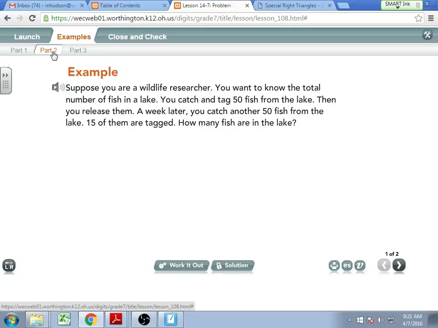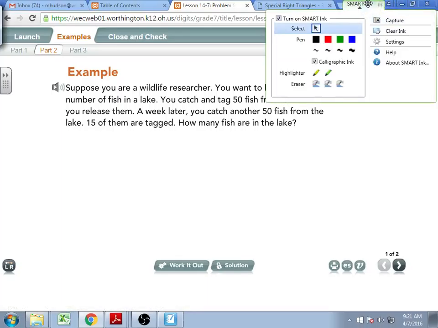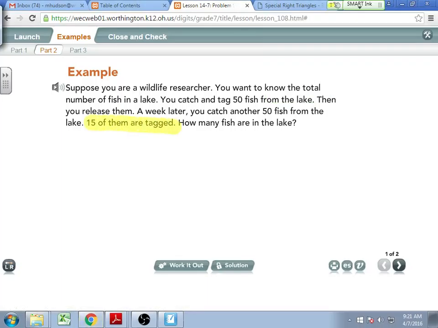So we tagged 50 fish from the lake. You then release them back, because obviously you're a researcher. You're not trying to catch the fish, you're trying to collect data. A week later, you catch another 50 fish. Do you think you caught the same 50 fish? No. But 15 of the fish that you catch today are still tagged, the fish that you had caught the previous week. So how could we use this to predict the total fish in the lake?